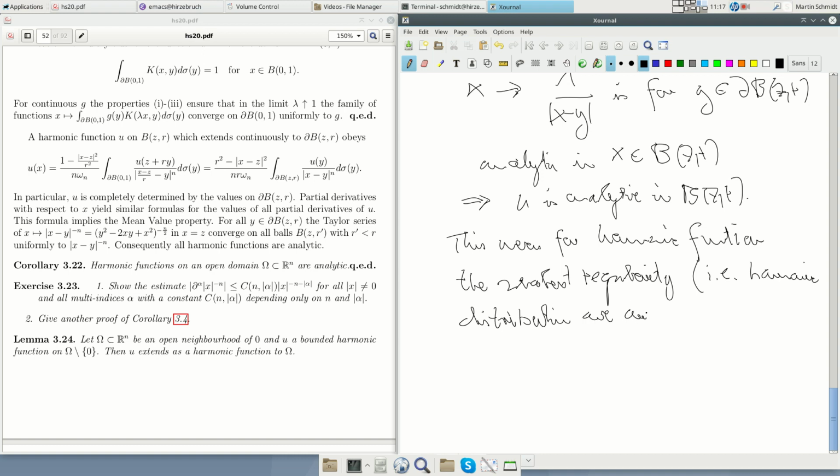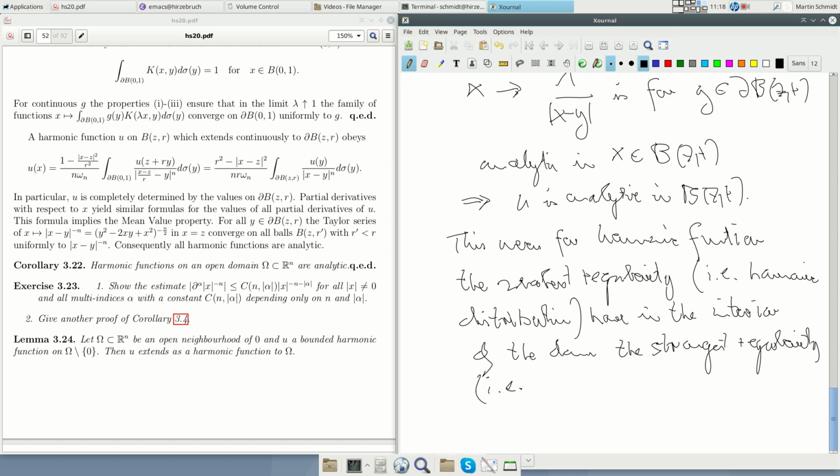have automatically the strongest regularity in the interior of the domain, so inside, not at the boundary, the strongest regularity. This means they are analytic. This is really a very strong statement.